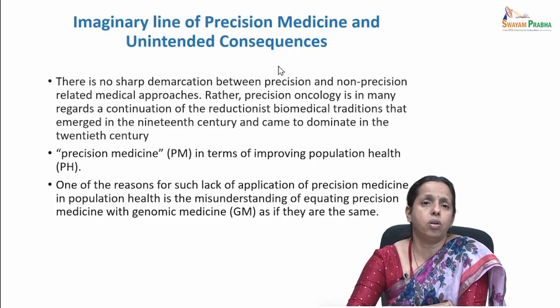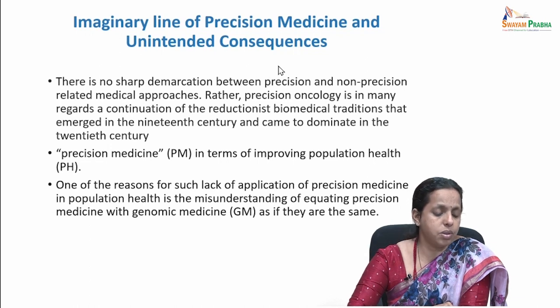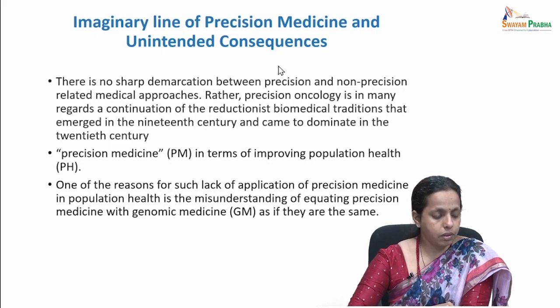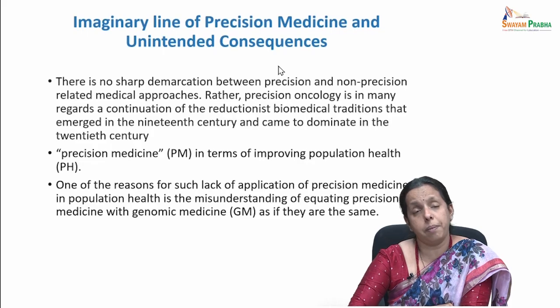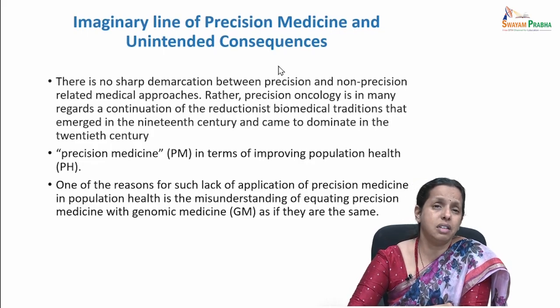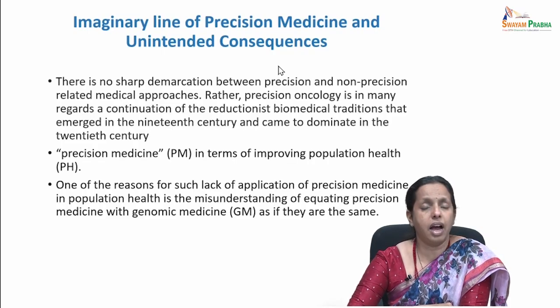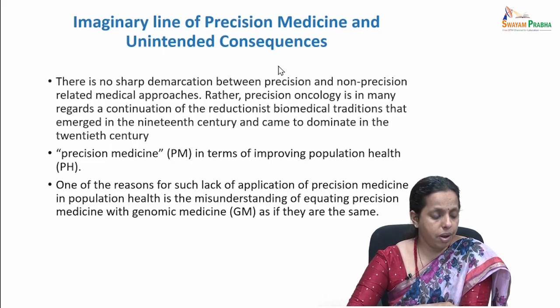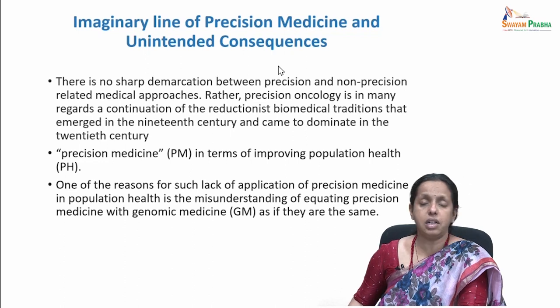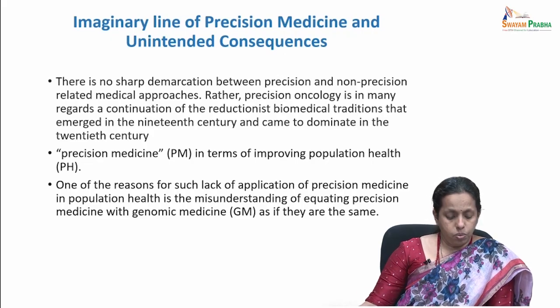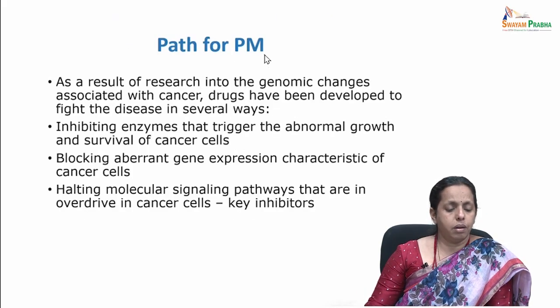How does precision oncology or precision medicine work in terms of improving population health, or PH? It did not happen very relevantly in cancer. Yes, HPV screening for cervical cancer, high-risk HPV screening, which we have done, is really gaining momentum. But still, this application has to be extended to other cancer screening protocols also. What is the path for this precision medicine?